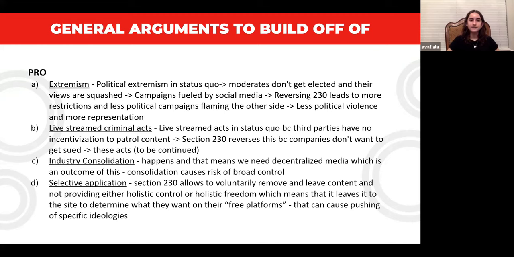And then, okay, the second one is live streamed criminal acts. So live streamed acts are in the status quo because, as Joshua was talking about with the thing about Reddit earlier, they slip through the cracks because they're not being moderated, because there's no incentivization for those parties to do it, right? So what happened is Section 230 reverses this because companies don't want to get sued, and then we're not going to see these live streamed criminal acts, which are really, really bad. So it's pretty much building off the argument that he was talking about earlier with trafficking, pretty much the same ideas.